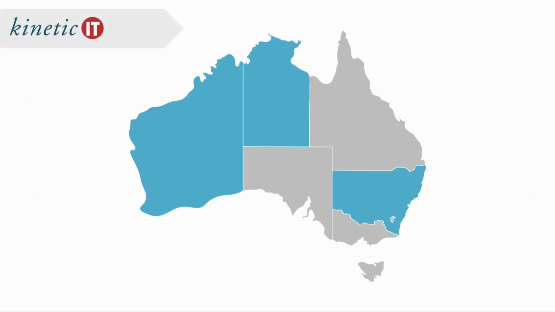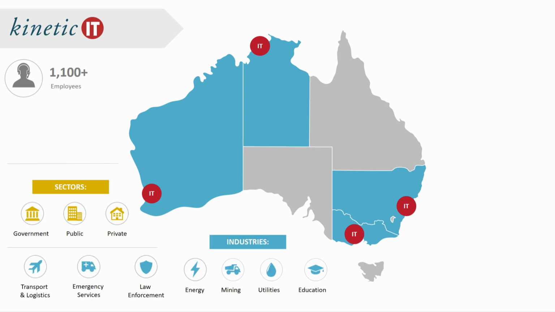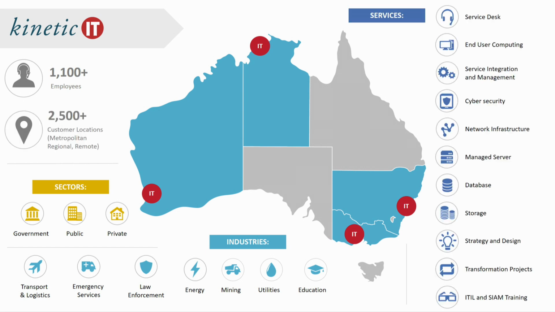Vegas, eh? All right then, so we work for a company called Kinetic IT. It is a privately owned managed services provider in Australia. We have around 1,100 staff across Australia, and we support about 2,500 locations ourselves. So we work across many industries through government, public and private sectors. And we are a managed services provider, so we provide a very broad range of services.